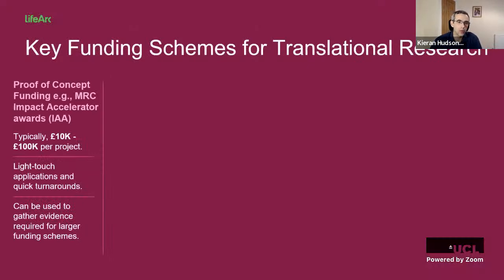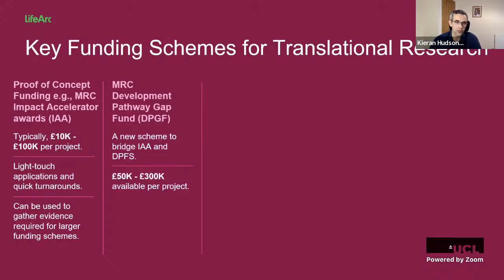So just to pick up on a few of those key funding schemes. The first step in translation is typically proof of concept funding. MRC Impact Accelerator Awards are awarded to universities. They typically fund small pots of cash for projects to get proof of concept data. They're typically quite light touch applications with quick turnarounds. Some universities have other schemes with their own funding as well, maybe run through the tech transfer offices. As you develop, there's a recently launched scheme from the MRC, the Development Pathway Gap Fund, which bridges the gap between Impact Accelerator Awards and the next stage.